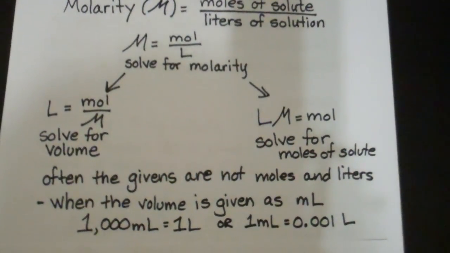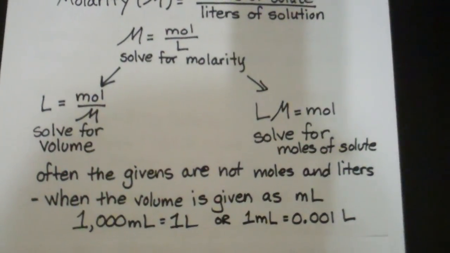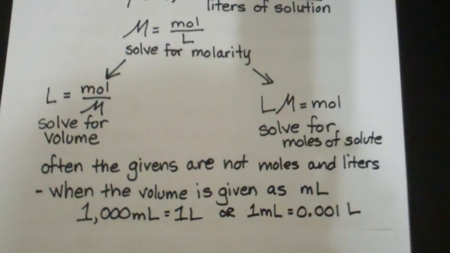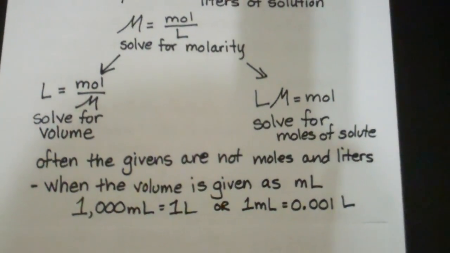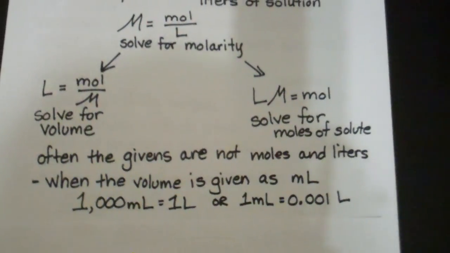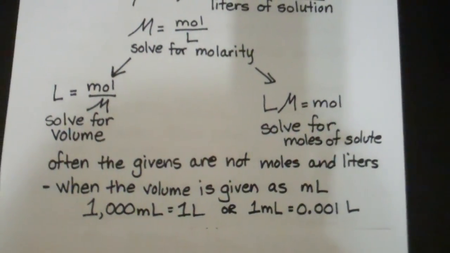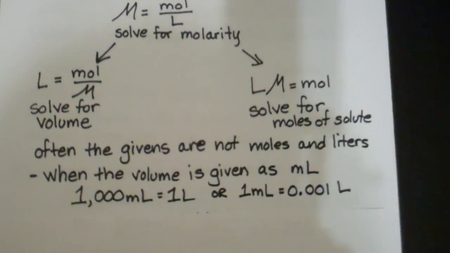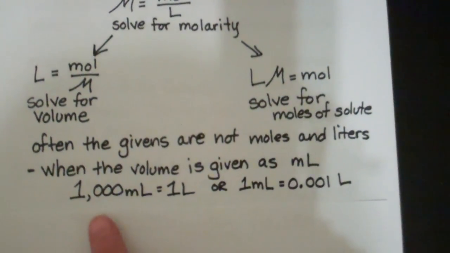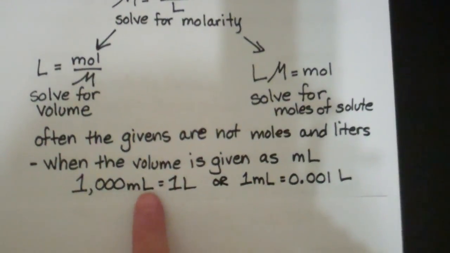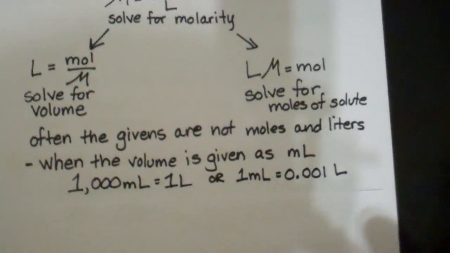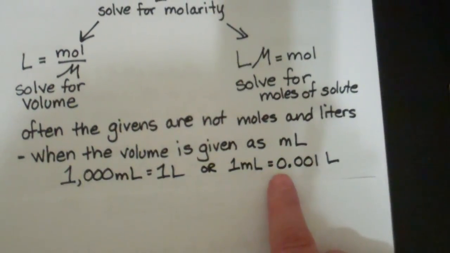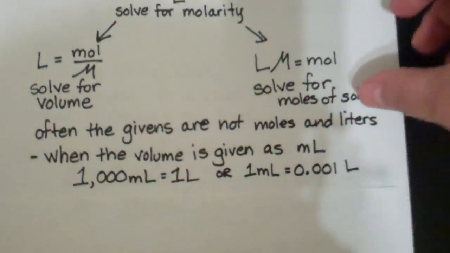Often when you're working on molarity problems, the units that are given are not moles and liters. So if you're not given moles and liters, you're going to need to do some conversions. First of all, often instead of giving liters, you're going to be given milliliters. So you need to remember that there are 1,000 milliliters in 1 liter. Or if you want to turn that around, you can say that 1 milliliter is equal to 0.001 liters.